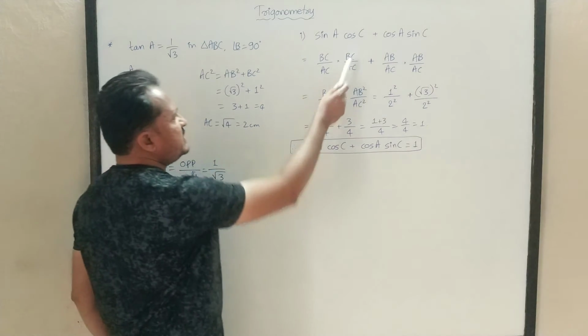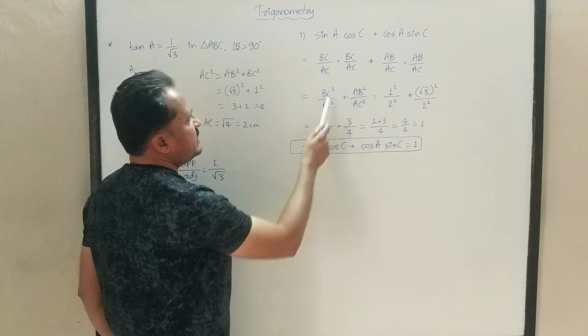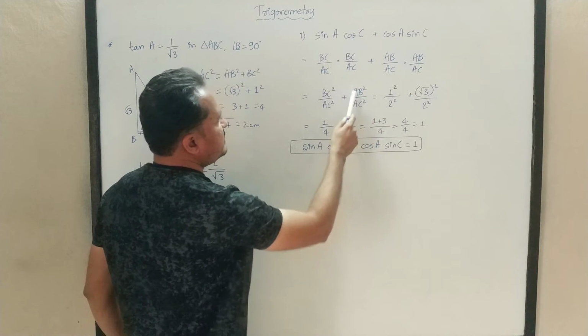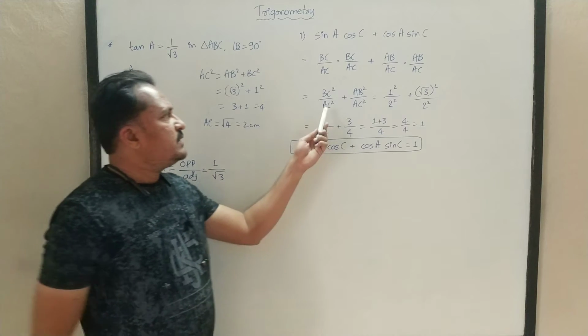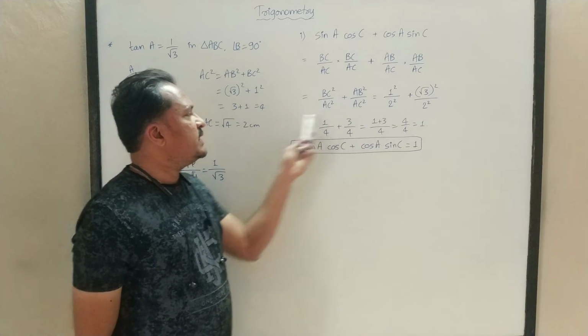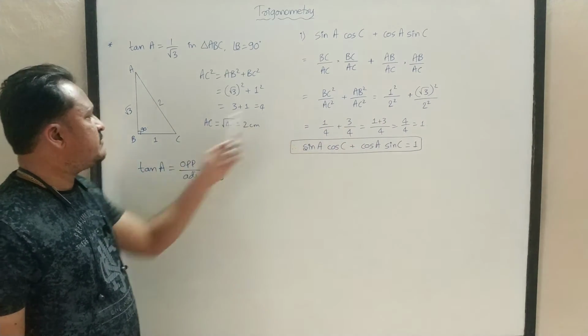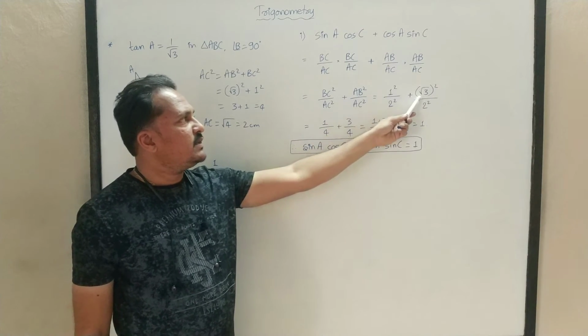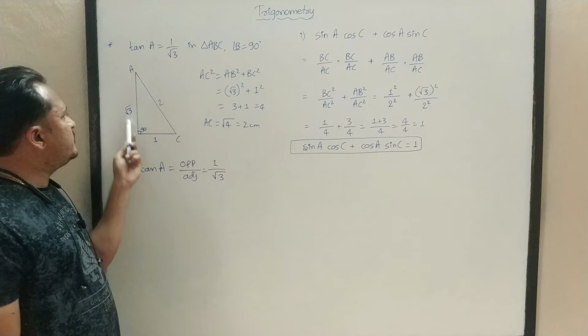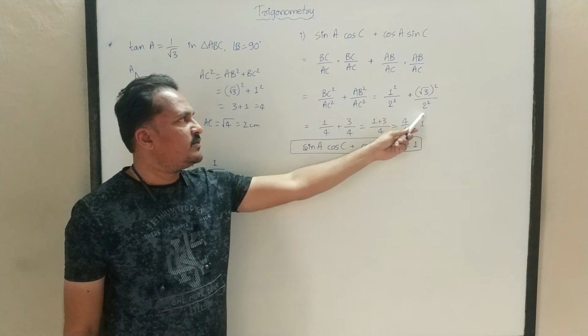So here BC into BC, BC square divided by AC square. AB into AB is AB square divided by AC square. Next, AC square is 2, AC is already 2 here. Then BC is what here? 1. So 1 square by 2 square, and AB square is root 3 here. AB is root 3 square divided by 2 square.